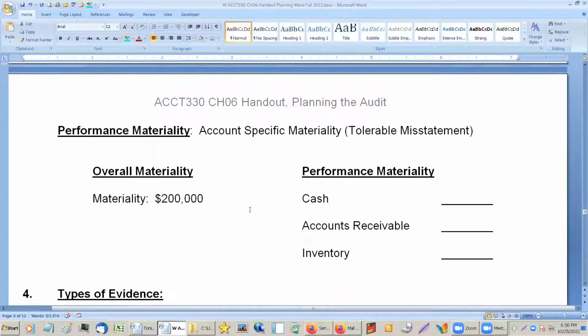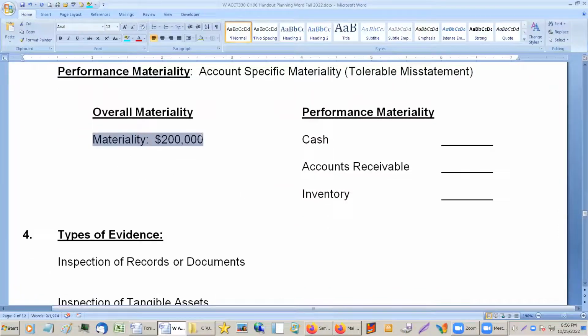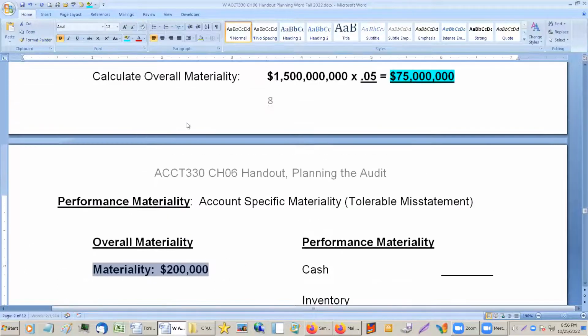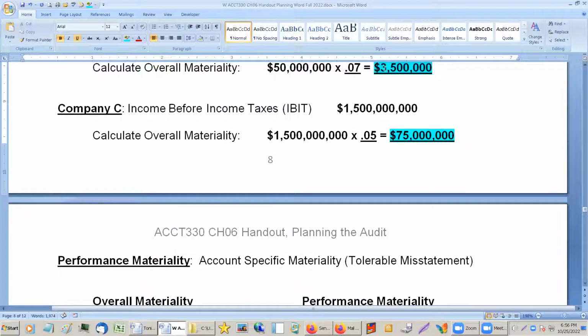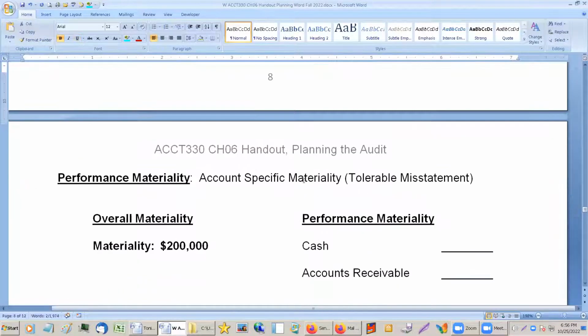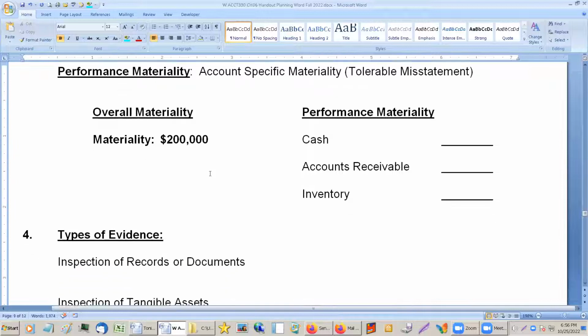Okay. One of the things that they will often do is they'll find an overall materiality, like we did on the previous page. This is an overall materiality, right, 3.5 million or something, whatever it is. And we will allocate it to the different accounts. So it isn't just that we let any account be off by 200,000 usually. This is the overall materiality.